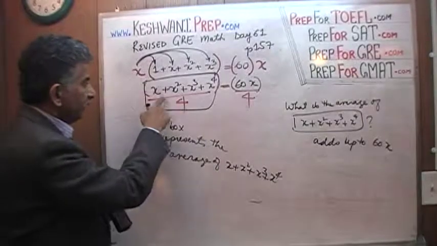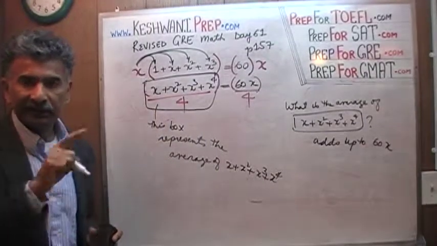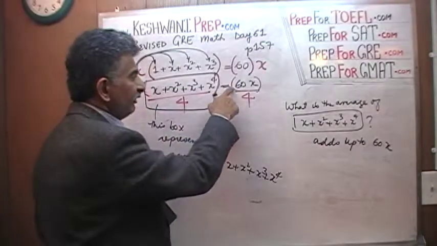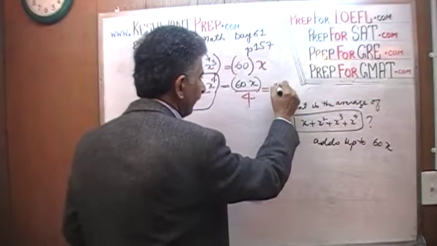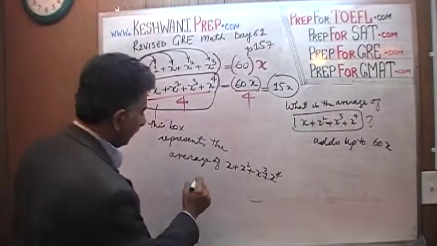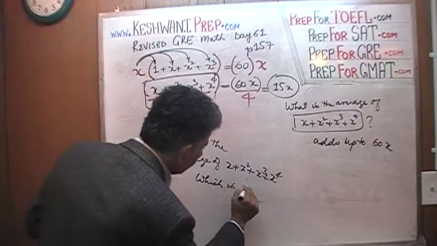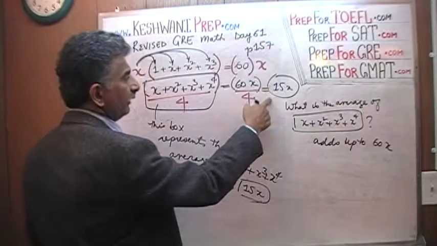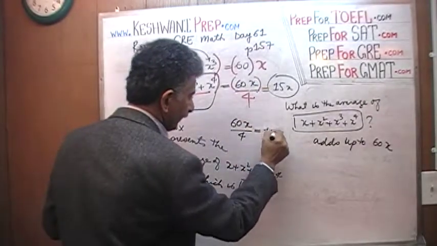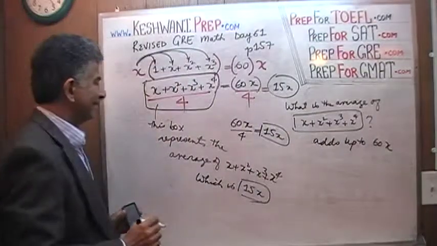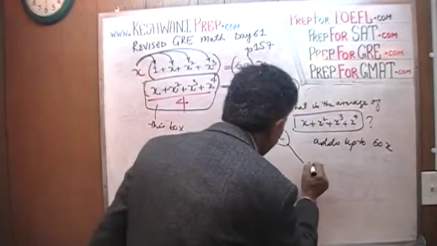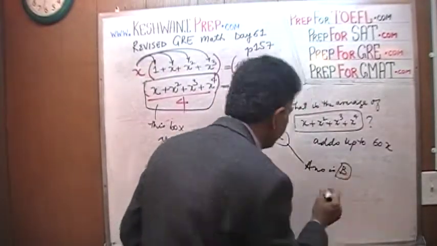By the mere fact that we divided the sum by 4. When you take the sum of the 4 quantities and divide by 4, you're finding their average. And that equals 60x over 4, which of course is 15x. That's it, that's our answer. This represents the average, and the average we just found is 15x. Voila. Right here, 60x over 4 is 15x. That's it, we are done. The answer is B.